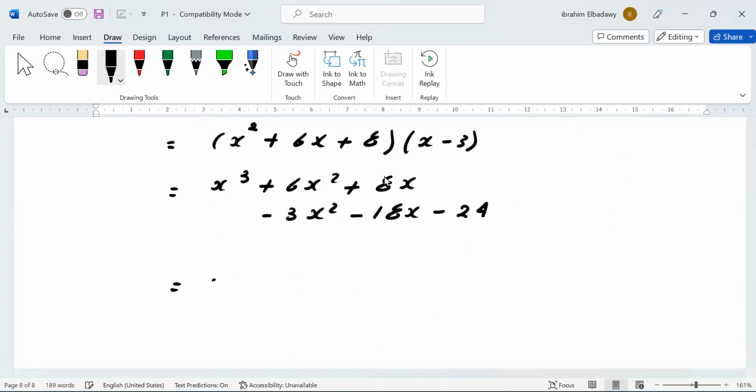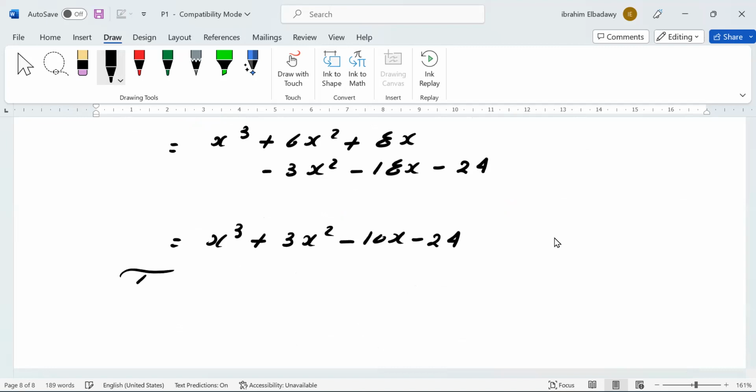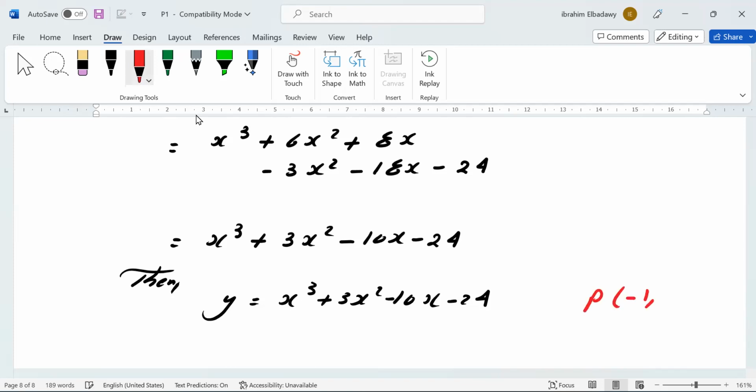Then you get your answer: x cubed plus 3x squared minus 10x minus 24. Okay, so you get this answer. Is this answer right or wrong? Well, we can say y equals x cubed plus 3x squared minus 10x minus 24. But how can you know your answer is right? Actually, I have a point, which is point P. You have point P, (-1, 6).